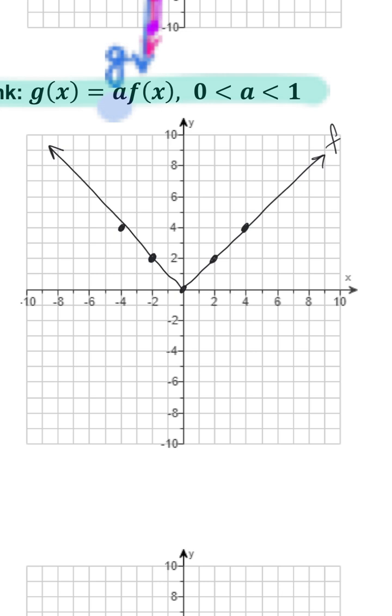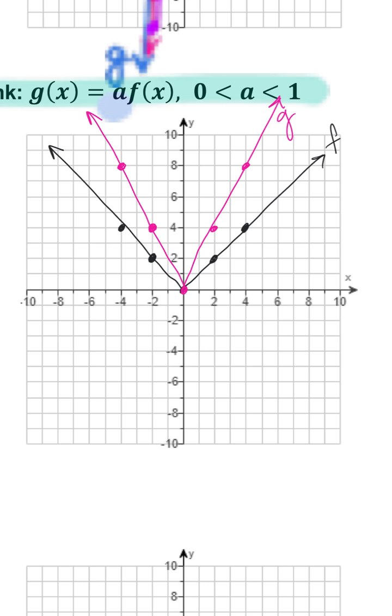All right, now we're going to do the vertical stretch. So the vertical stretch points are going to be (-4, 8), (-2, 4), (0, 0), (2, 4), and (4, 8). So this is your vertical stretch. My lines are not very straight.